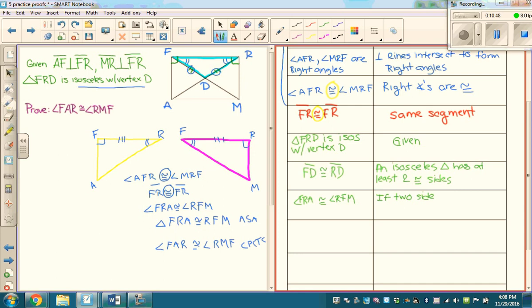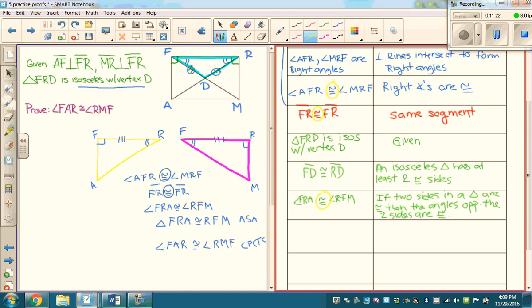So if two sides in a triangle are congruent, then the angles opposite the two sides are congruent. So the angles opposite the two sides are congruent.